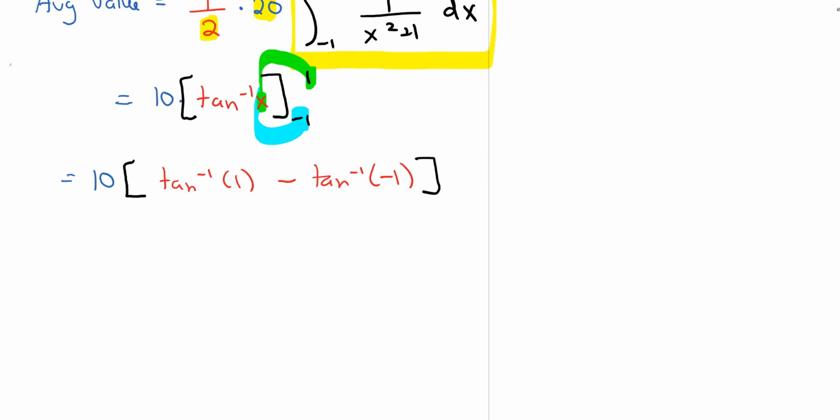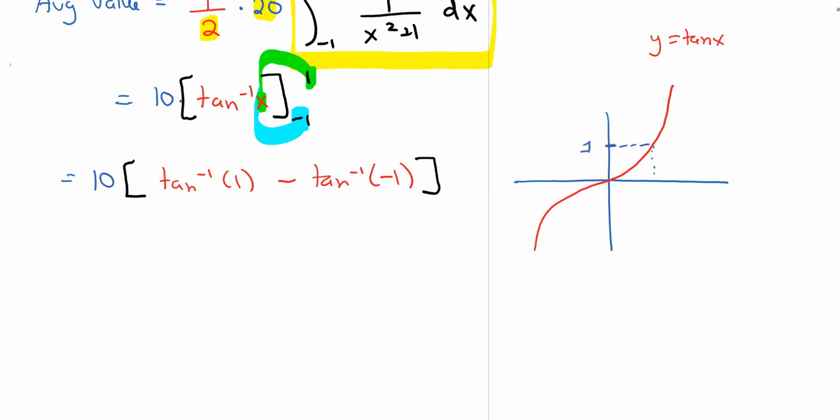Now, if you're trying to evaluate the inverse of tan here, think about the tan function from pre-calculus 12. I mean, here's your tan function, y equals tan x, and you should know that one of the very good points, the height of 1 takes on an x value of pi over, I think it was pi over 4. And over here, when I have negative pi over 4, this has a height of -1.